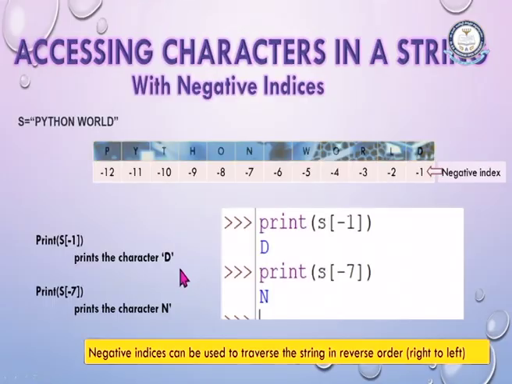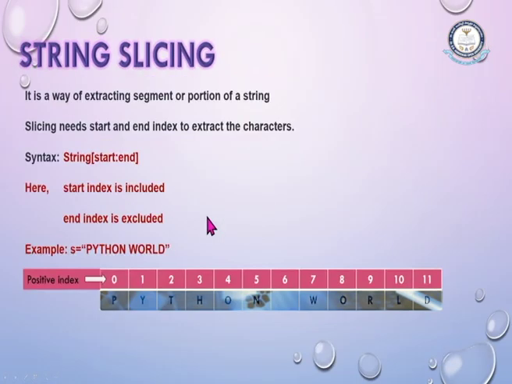See, generally the negative index is used to traverse the string in reverse order. That means, if you want to get the characters from right to left, you can use the negative index, because the negative index actually starts from -1 and runs towards the left side, right. So, let us see more examples.